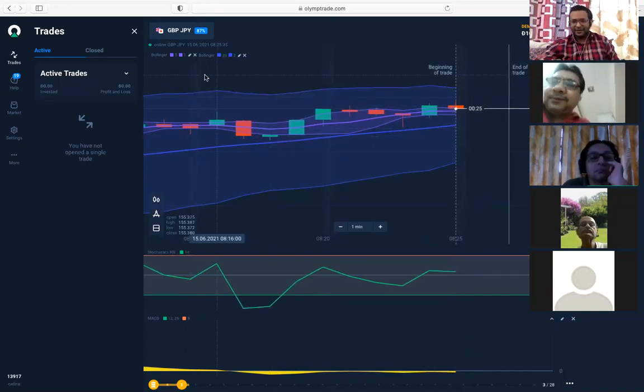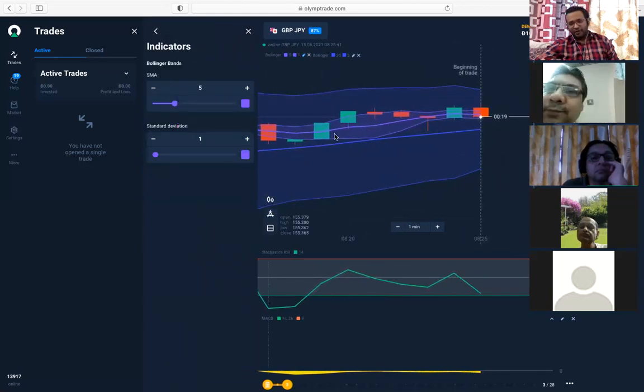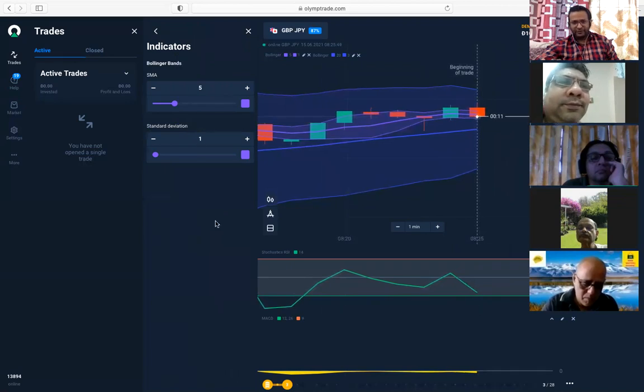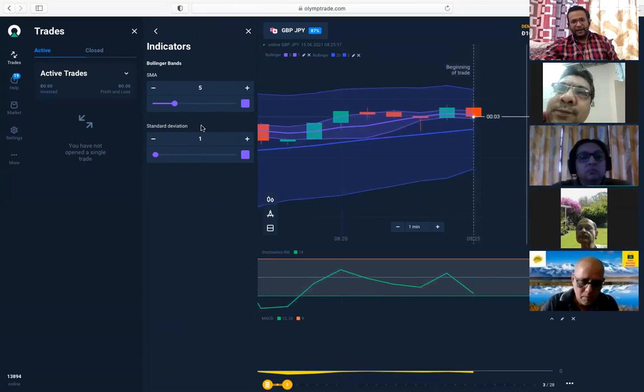Let me share the settings of the indicators first. For the first Bollinger band, we want the SMA to be 5 and the standard deviation to be 1. This is the first setting you have to do. Color, you can keep any color that you want. So SMA setting is 5 and standard deviation is 1.